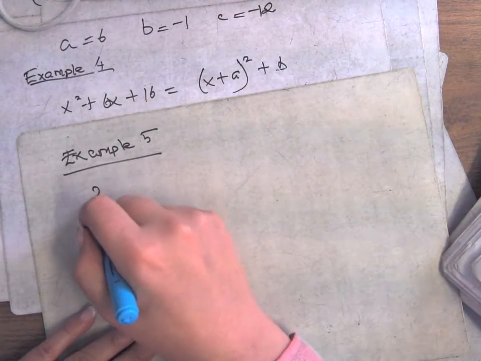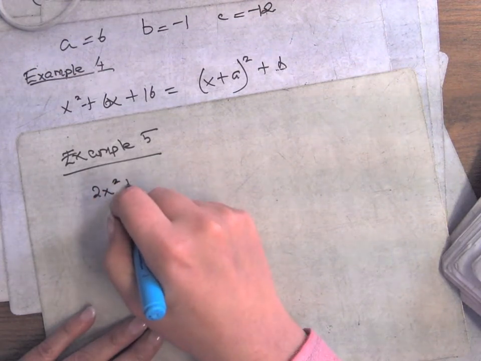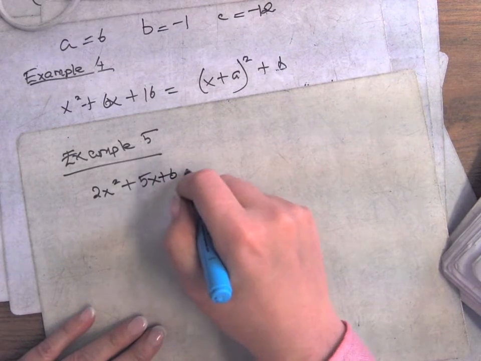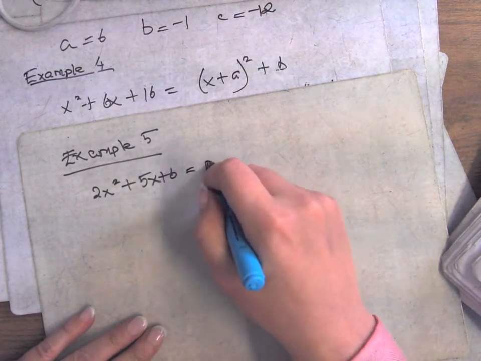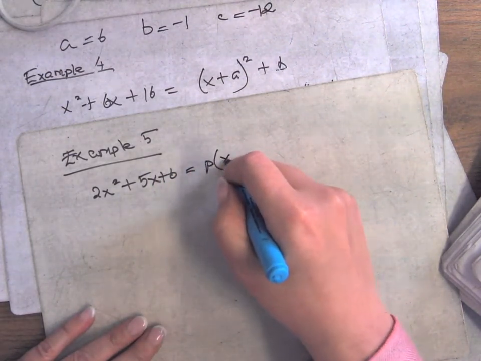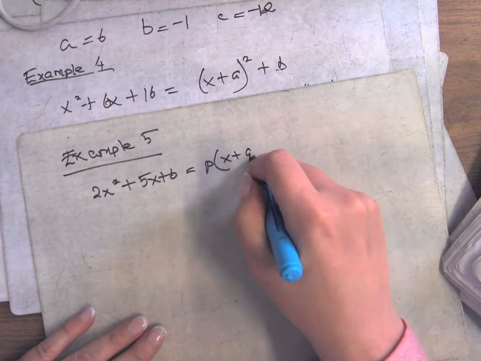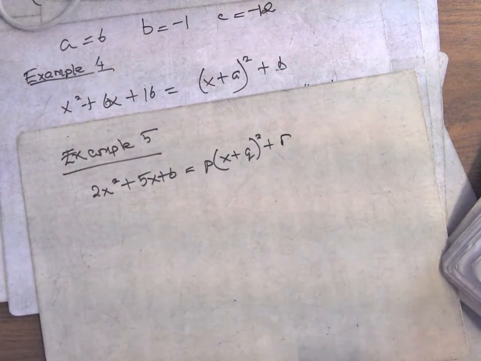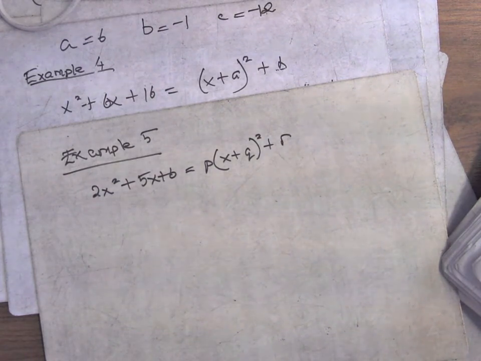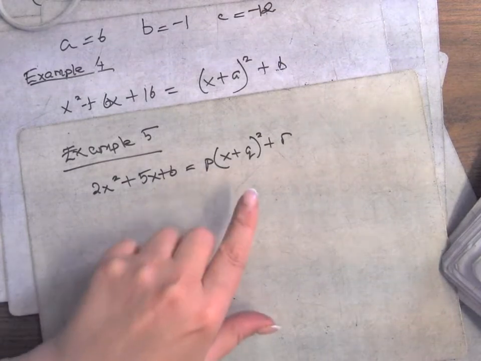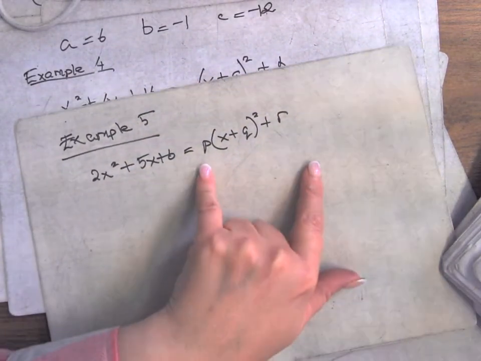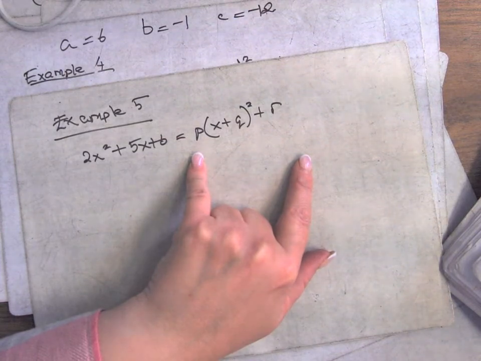So it's 2x squared plus 5x plus 6 equals p times (x plus q) squared plus r, and it says find p, q and r. Okay, is that alright? So obviously I'm going to multiply out on the right hand side because I can't do anything on the left hand side. So multiply out on the right hand side, girls.